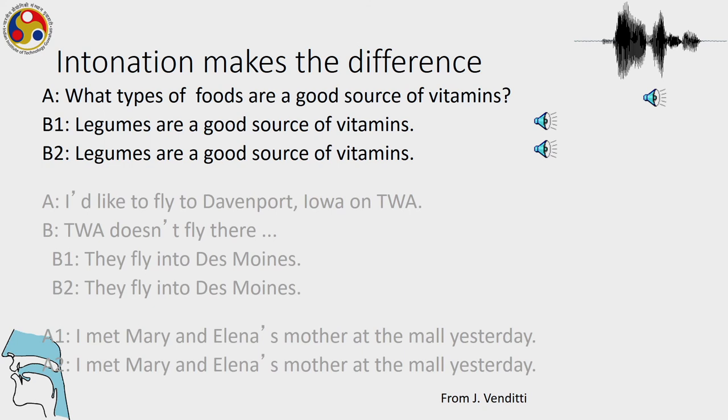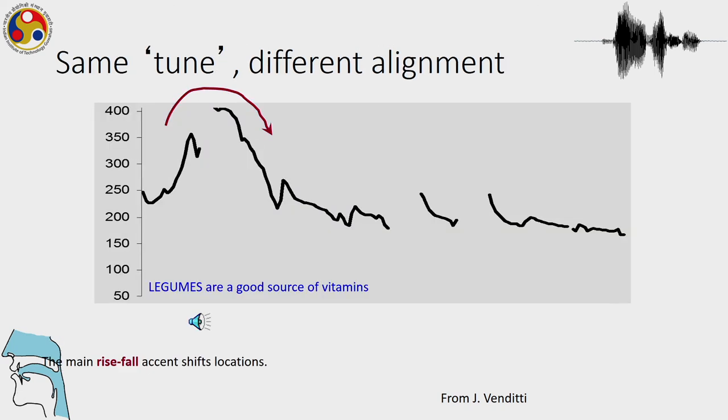What types of foods are a good source of vitamins? Legumes are a good source of vitamins. So again, what we'll see in the next slide is about tune and alignment. The same tune can have different alignment. This swell that we saw earlier can have different places. The swell can be on vitamins, on legumes, or on good. Technically it can be called the rise-fall, a rise and a fall, and the rise-fall can shift location.